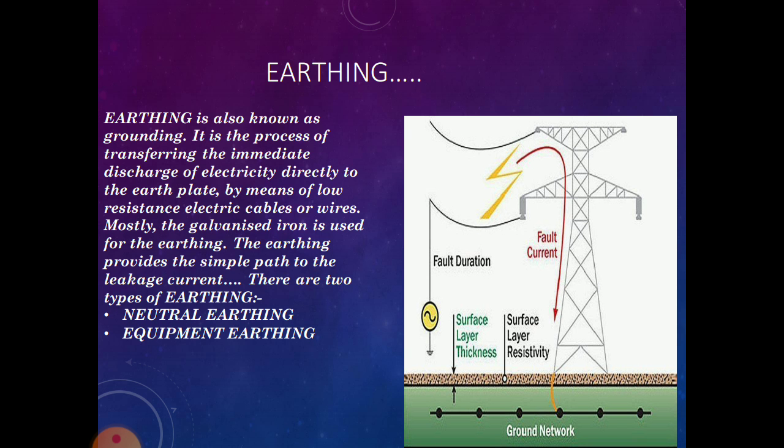So let's learn about earthing. Earthing is also known as grounding. It is the process of transferring the immediate discharge of electricity directly to the earth plate by means of low resistance electric cables or wires. Mostly galvanized iron is used for the earthing. The earthing provides a simple path to the leakage current. There are two types of earthing. First, neutral earthing, second, equipment earthing.